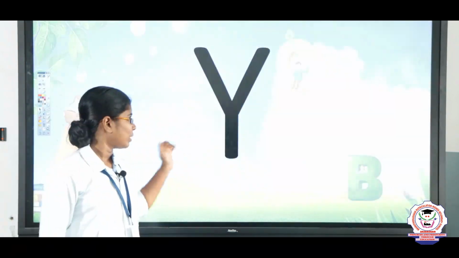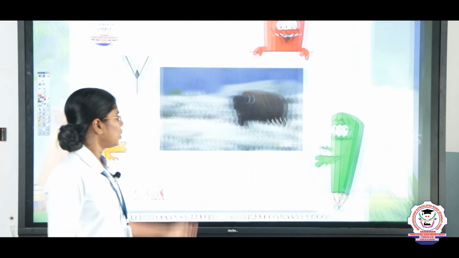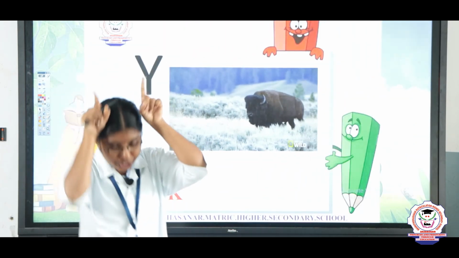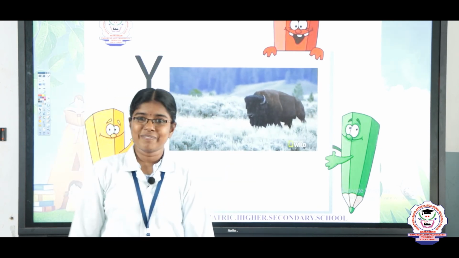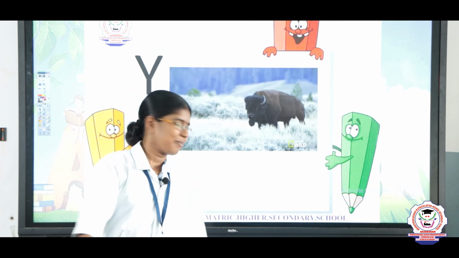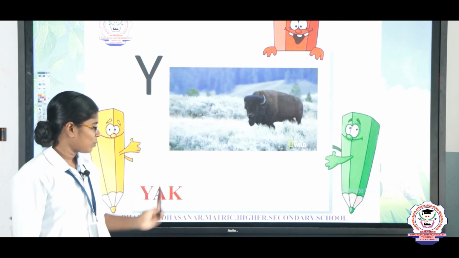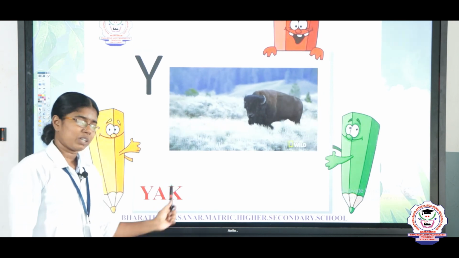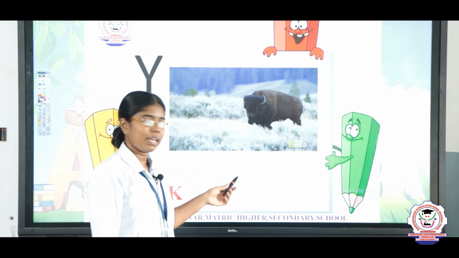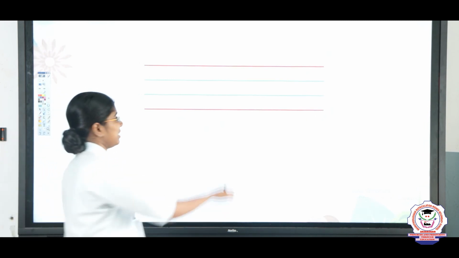Next one, Y. What is the letter? Y. This is the letter Y. See here, Y for yak. What is it, dears? Yak. Everyone do like this. Y for yak. Okay. Y-A-K, yak. Say it loudly, dears. Y-A-K, yak. Okay. It is a wild animal. Okay. See, now we are going to write the letter Y here.